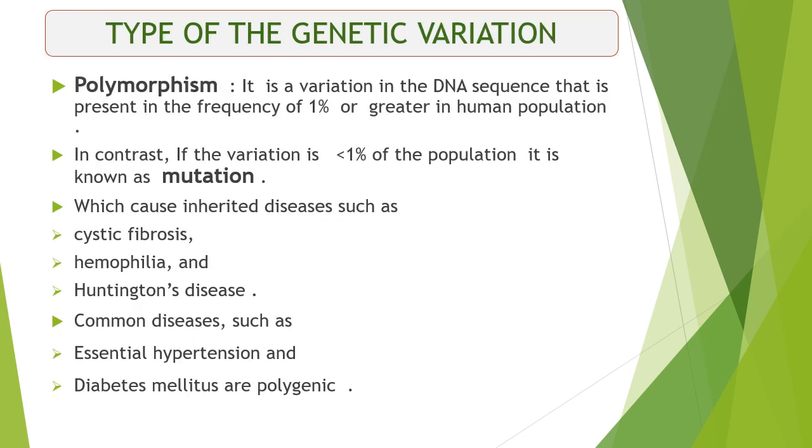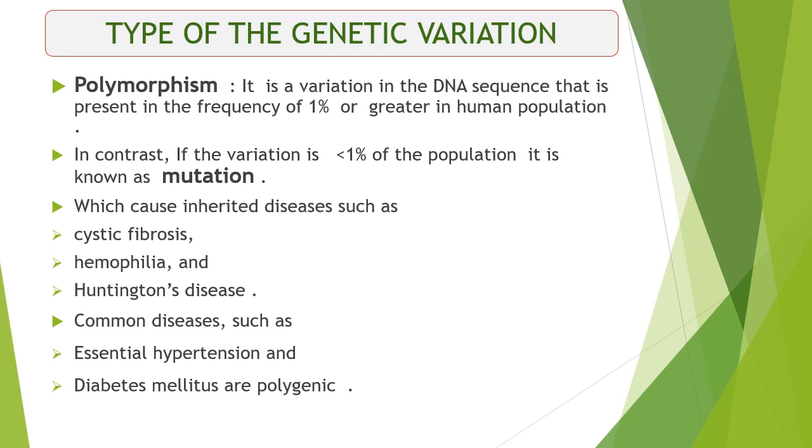Types of genetic variation. Polymorphism is a variation in the DNA sequence that is present in a frequency of 1% or greater in the human population. In contrast, if the variation is less than 1% of the population, it is known as a mutation. It causes inherited diseases like cystic fibrosis, hemophilia, and Huntington disease.